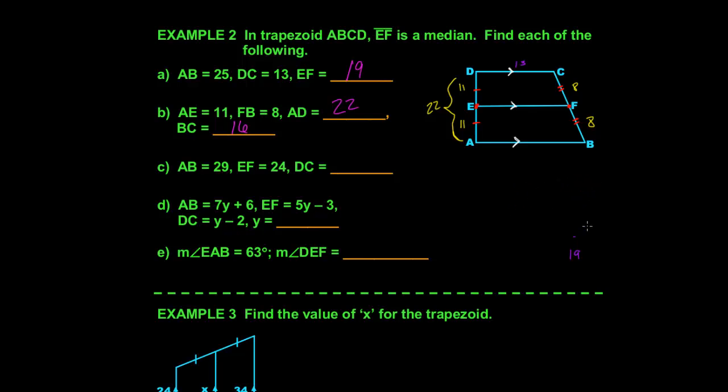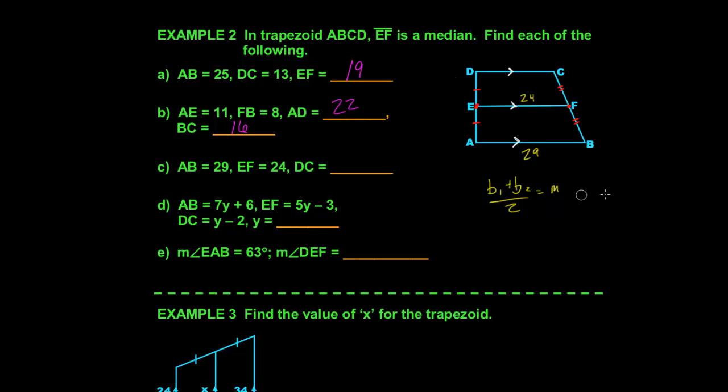Alright, so it's giving us some information, where let's go ahead and erase out my previous work. Giving us all new bits of info here. Let's still leave my parallel lines and congruent lines, because that stays the same no matter what. But now it is giving us that AB is 29. And it also is giving us EF is 24. And it wants us to find DC. Alright, the formula, B1 plus B2 divided by 2 equals our median. Excuse me, not the midpoint, the median.